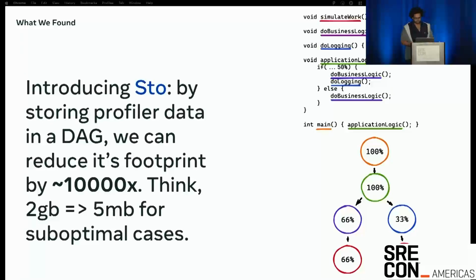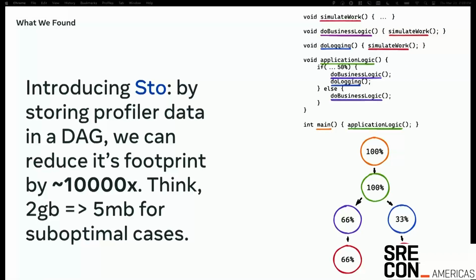This is the takeaway of this presentation. We found that by storing profiler data in a DAG, a directed acyclic graph, we could reduce its footprint by roughly 5 orders of magnitude. We implemented our techniques in a tool we open sourced named Stow, short for Store Things Optimize.